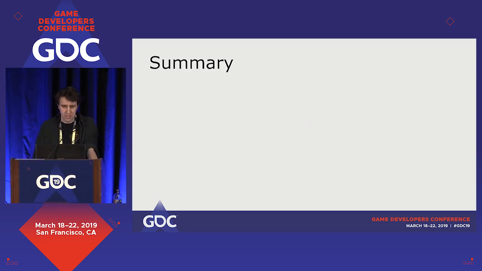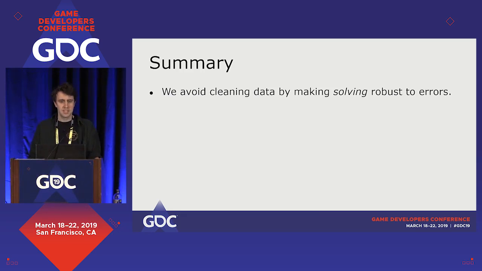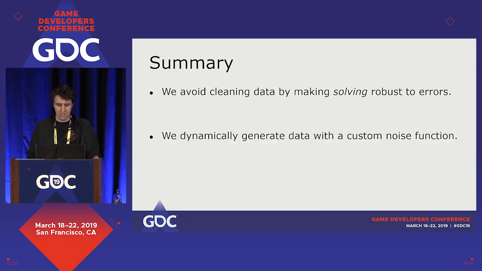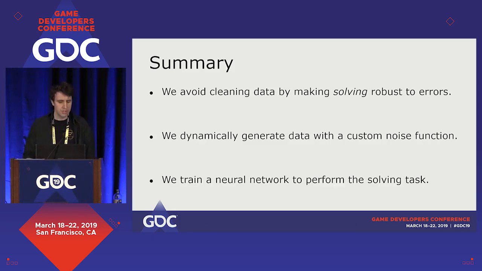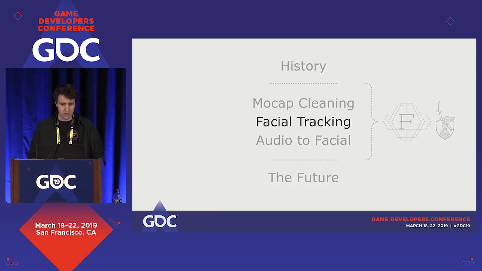So in summary, we try to avoid cleaning data by making our solving method robust to errors. And one nice thing we do is this denoising, where we generate data with a custom noise function on the fly. And we trained a neural network to try and replace the solving task in the pipeline. So that was optical motion capture for full body animation.